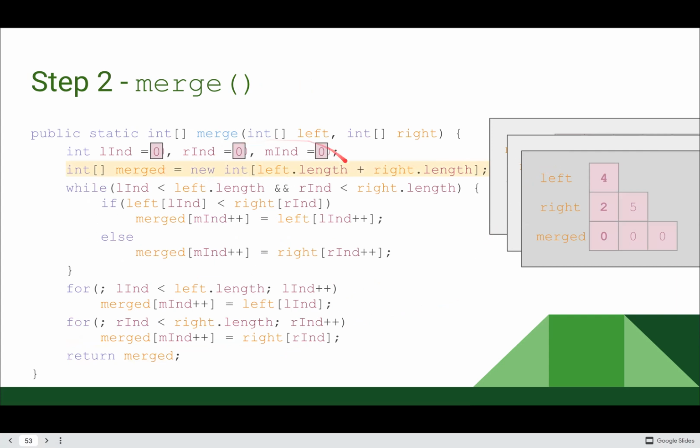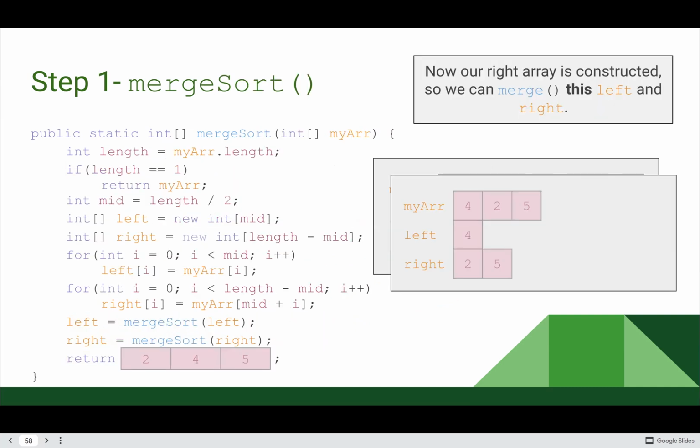So left and right and middle all start at 0. We see that the right index at 0, 2 is smaller than 4, so we'll copy that 2 over, increase right index and middle index. 4 is less than 5, so we copy that 4 in, and now our left index is out of bounds, so we will copy all of the values out of the right list into our merged list and return it. So now that we have finished that, we can return that merged array 2, 4, 5.